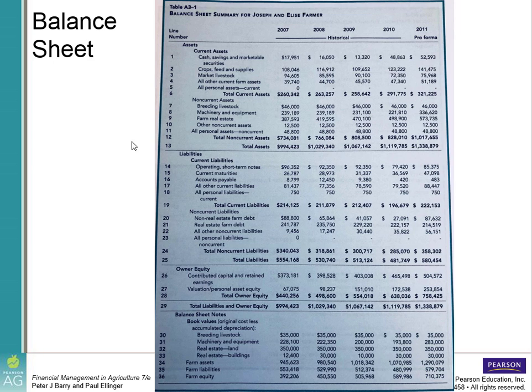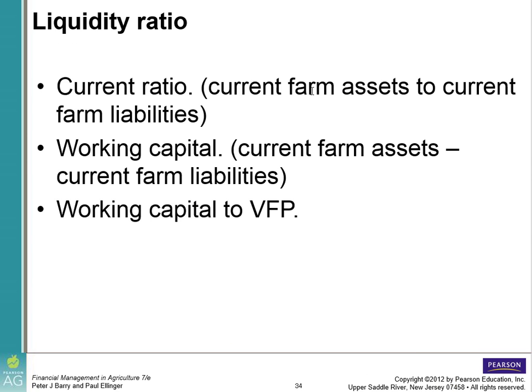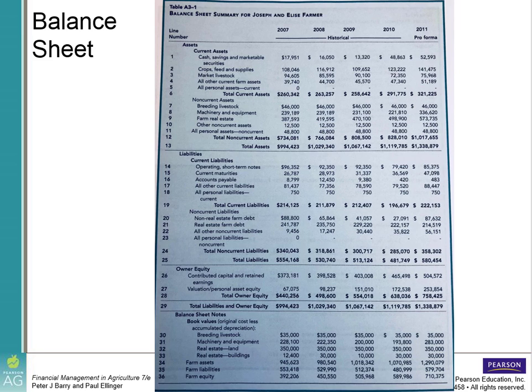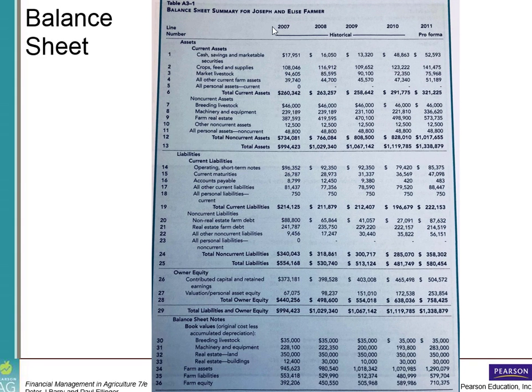Remember, these are farm assets, including, that means, current and non-current. So we do not want to do that. For liquidity ratios, we only want current farm assets to current farm liabilities. Okay, so how do we find that? What are current farm assets? So going back to the balance sheet, let's take a look at these first few lines in current assets. Remember, we're talking about current farm assets.